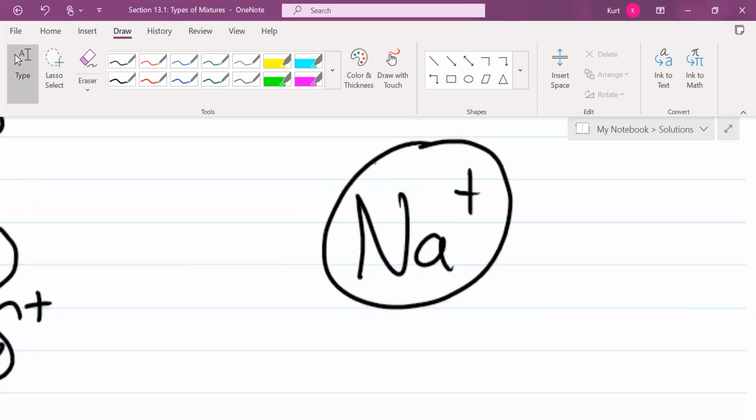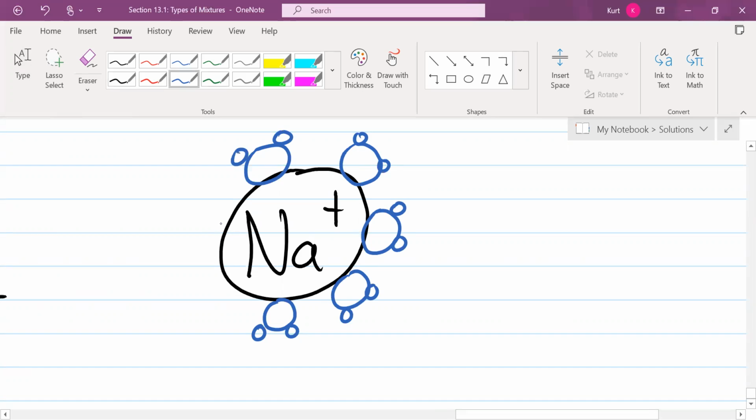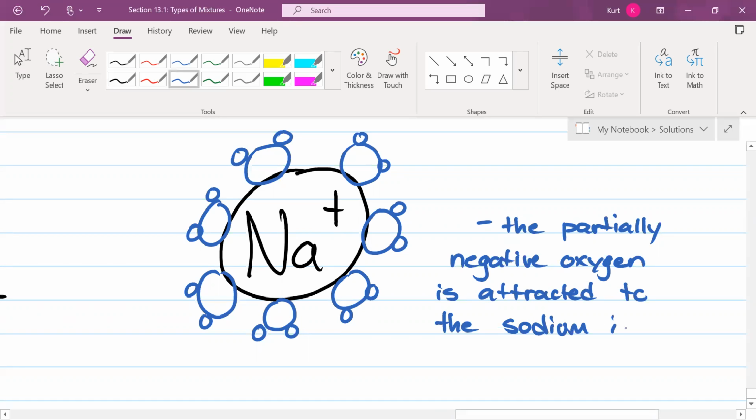So here is what the oxygen, or excuse me, the sodium is going to look like. You ready? What's the bigger atom in a water molecule? Yeah. So what's happening here is that the partially negative oxygen is attracted to the sodium ion.